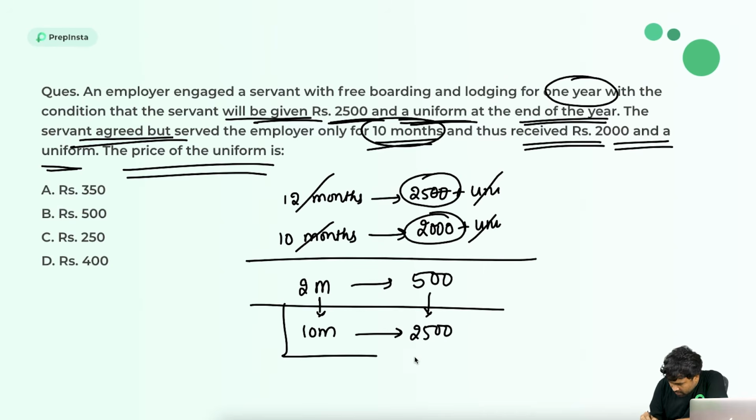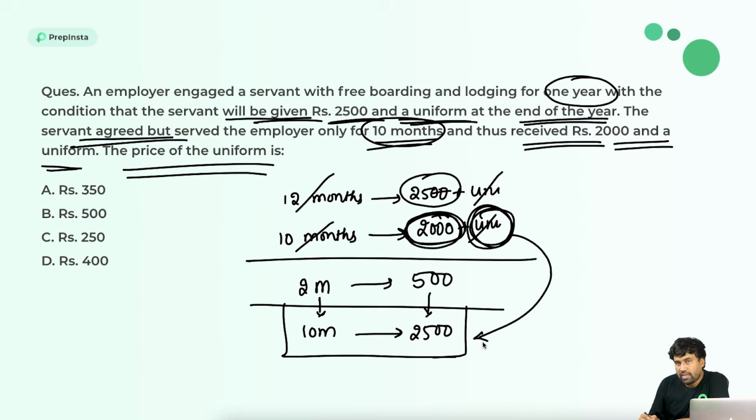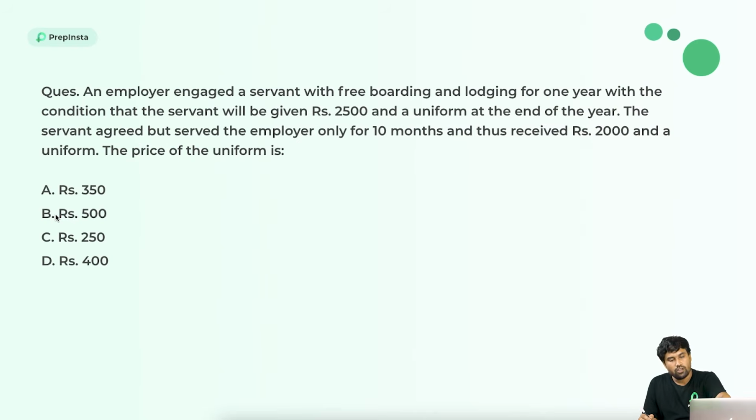So for 10 months the employer needs to pay 2,500 for the servant, but he paid 2,000 rupees and gave 1 uniform. So what will be the cost of the uniform? If you subtract 2,000, you will be left with 500 rupees. So the uniform cost is 500 rupees. So option B is correct. So I hope everyone is understanding.